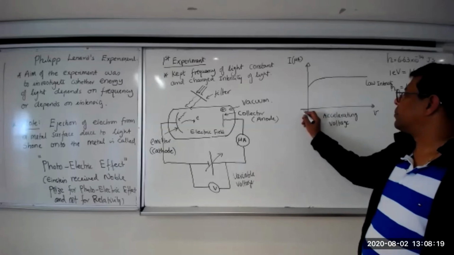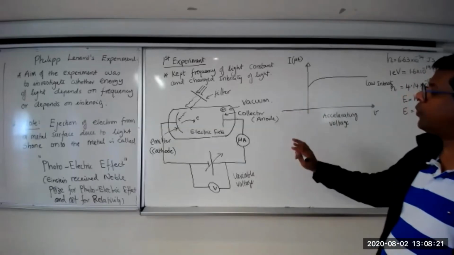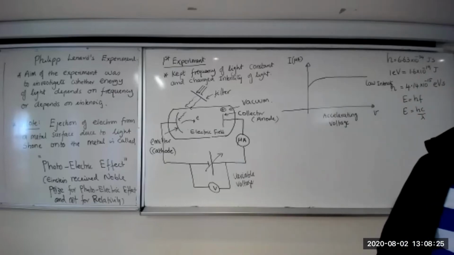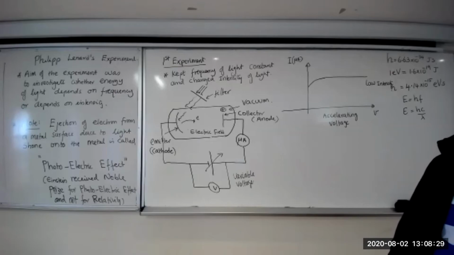The most interesting part was he wanted to now apply a reverse potential. He wanted to stop the electrons, rather than helping them out.